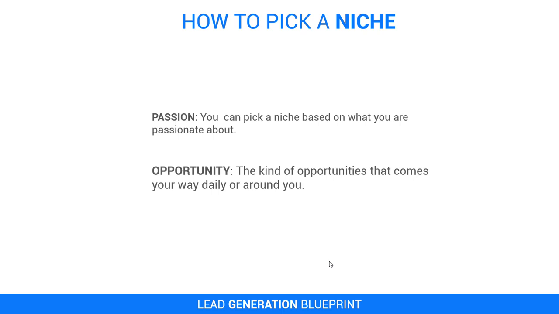Now, there are two ways for picking a niche. Most of the trainings that I've seen, people talk about only the first way, and not until recently did I find out that there is another way. Number one is your passion. What are you passionate about? If you're passionate about writing, then you can focus your niche on writing. You can write articles for blogs, articles for books, copy for people, copy for email. That is writing.